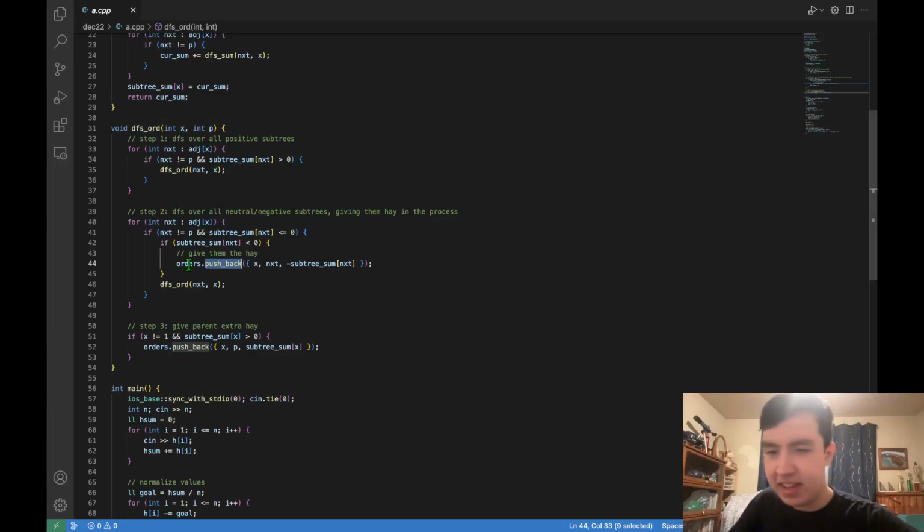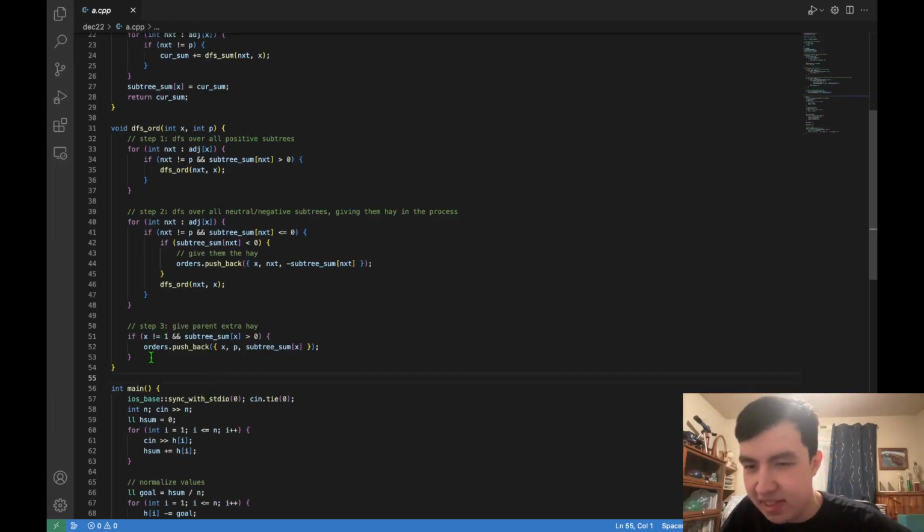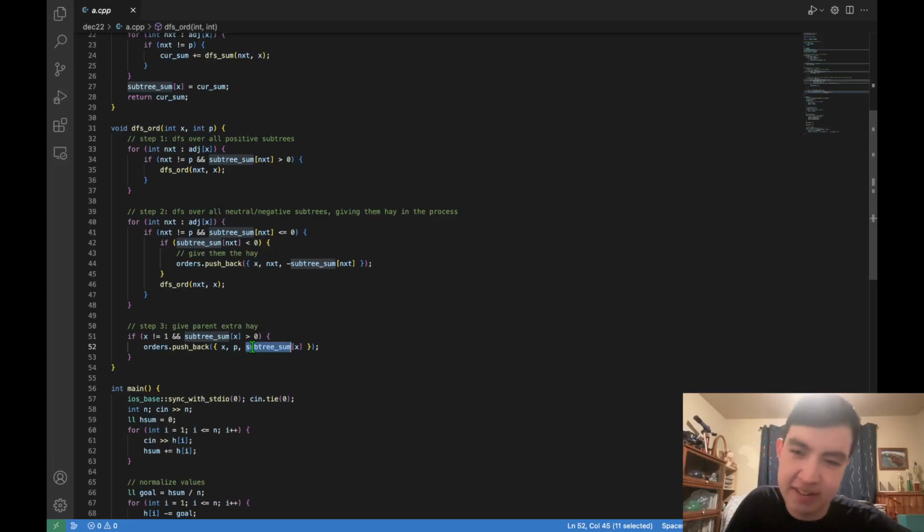And finally, in this last step, we check to see if we have any extra hay, and we can do that by just checking to see if the subtree sum of the current node is greater than 0. And we need to make sure it's not 1. I don't think this is really important, but we don't want to give any extra hay of the root of the tree anywhere. So we just add an order where the source is the current node, and then we give it to the parent, and we give it equal to the number of extra hay bales in this tree.